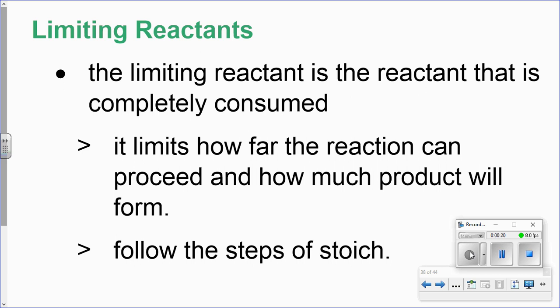So in a perfect world, every reaction would have what's called a perfect stoichiometric ratio. You have just as much of one reactant as you do of the other, and they both get consumed at the same time, and everything is done, and it shuts off. But that's not really the case, okay?